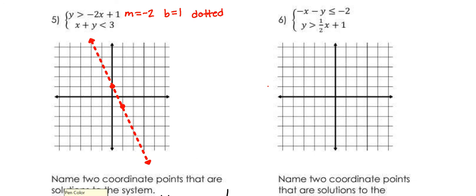So x plus y is less than 3. That is xy intercept form. So x is going to equal 3 using that cover-up method. Y is equal to 3 as well. And this is also going to be a dotted line. So I'm going to go up here on 3 for the y-axis and 3 for the x-axis, and I'm going to connect those.